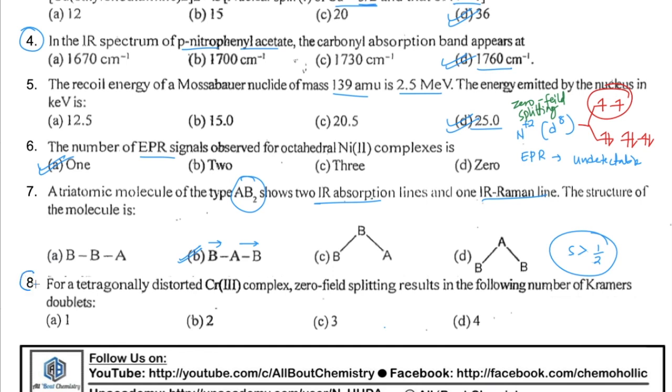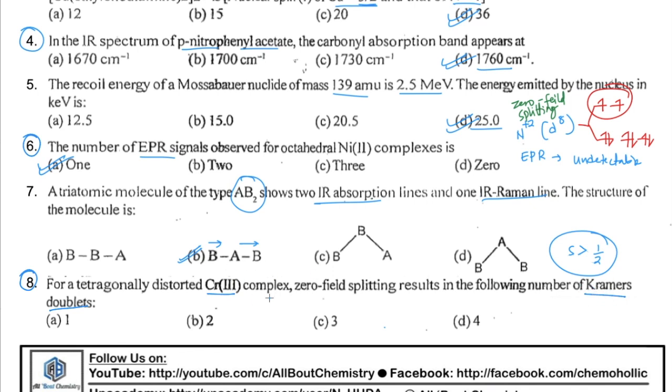Alright, the next question says that for a tetragonally distorted chromium 3 complex, the zero field splitting results in the following number of Gramos doublets. Now Gramos doublet is one of the topics from which question number 6 was also a similar question. Okay, question number 6 was also asked from the similar thing itself. I'll be making a separate video on this because I don't have a video on this topic on the channel, so I'll definitely be making a video on this particular topic.